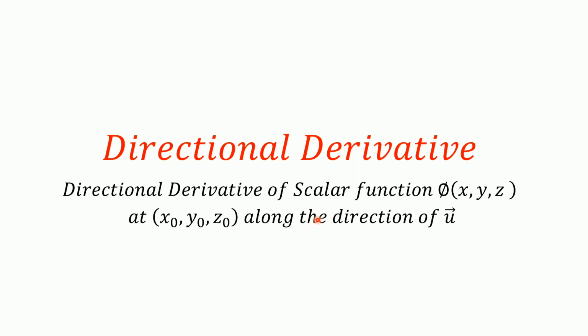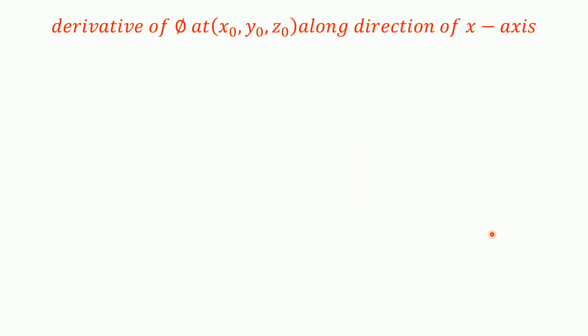So the directional derivative of phi, where phi is a scalar function here, at some point x naught, y naught, z naught along the direction of vector u bar. Let's quickly recall how we find the partial derivative with respect to x, or the partial derivative along the x-axis. So along the x-axis, this is a unit vector, 1 i bar plus 0j plus 0k.